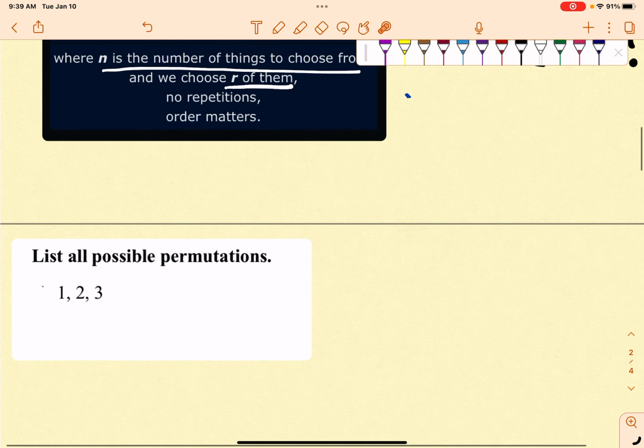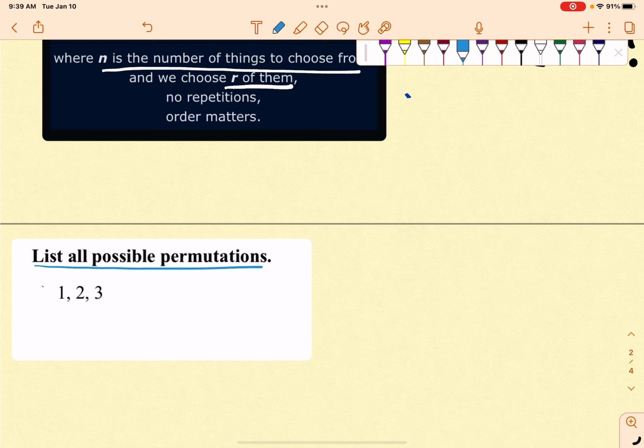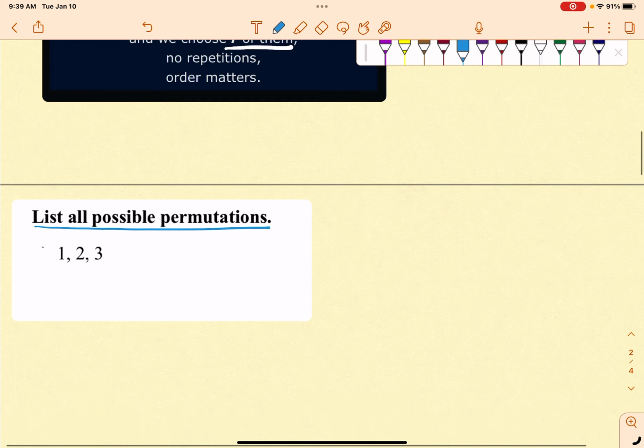So first of all, let's just talk about possibilities. So if I want to talk about arrangement of items, they want us to list all the possible permutations. So instead of just calculating them, we're going to list them. So if I have the numbers 1, 2, and 3, they want to know what possible ways I could write that down in which order is unique.